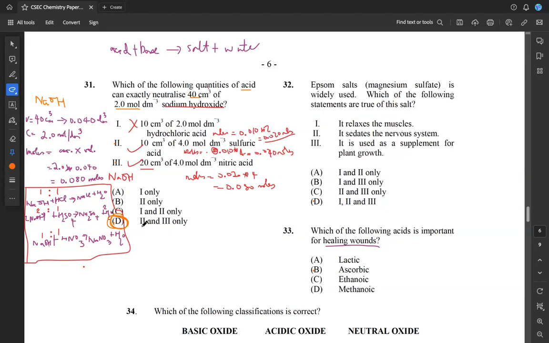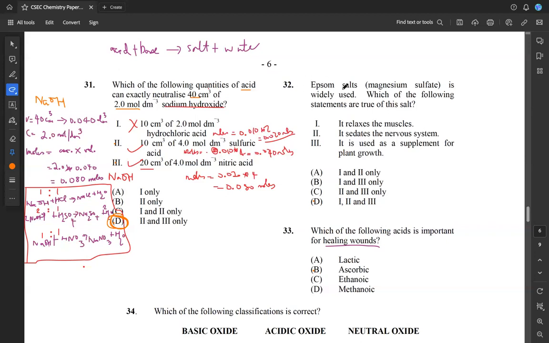So 31 is really a combination of acid-base titrations and knowing how that works, and then also knowing your mole concept, okay? So to be able to insert that in here to do this calculation. All right, so moving along to question 32 now.